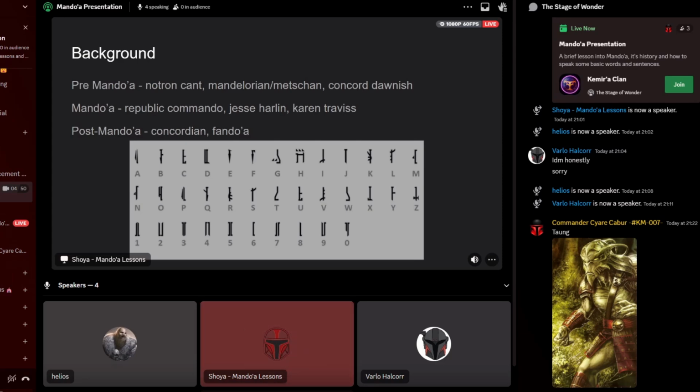And later on in a forum post, she called it Concord Dawnish. So she called it both, and one is technically published, which was Concordian, but because of the canon, it's a little confusing. So I call it Concord Dawnish. Anyway, Mando'a, Republic Commando.